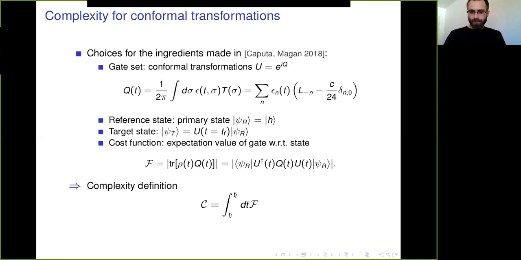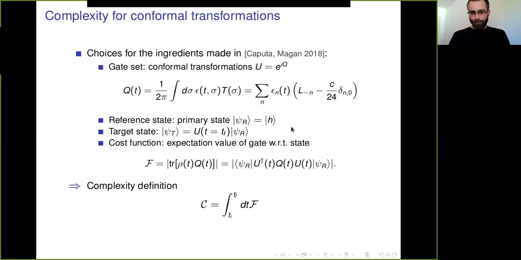Now, for the reference state, I will take a primary state of this conformal symmetry. The reason for that is that one cannot actually choose easily a completely spatially unentangled state. So it makes more sense to choose as a certain simple state the highest weight state of the conformal symmetry. And the target state will be given implicitly by the conformal transformation that one applies onto the reference state.